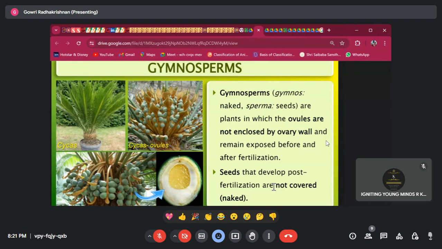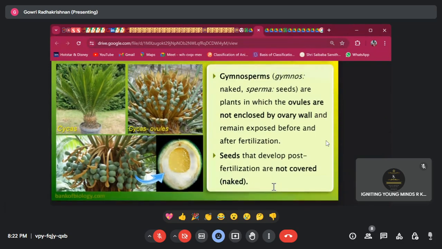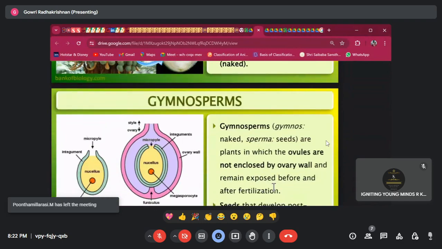Are you able to see the gymnosperms? Gymnos means naked. Sperma means seeds. I mean, the seed is naked. These are plants in which the ovules are not enclosed by ovary wall. That's why it's gymnosperm, and the ovules remain exposed before and after fertilization. So the seeds that develop post fertilization are not covered, for example, pine cones.